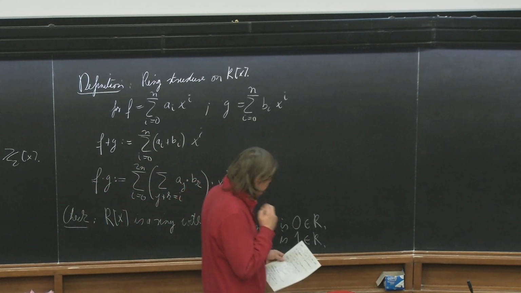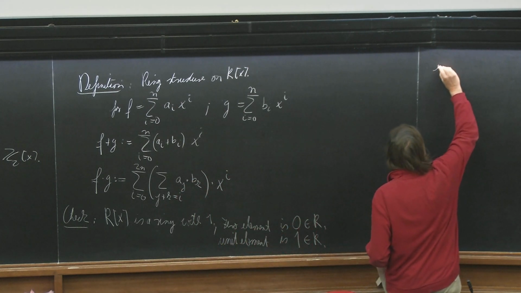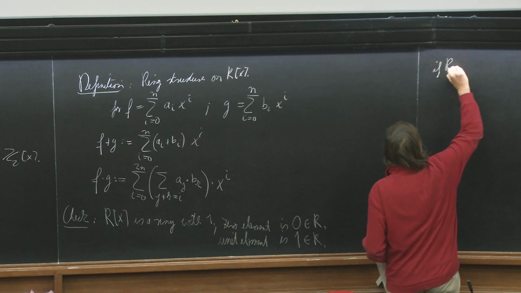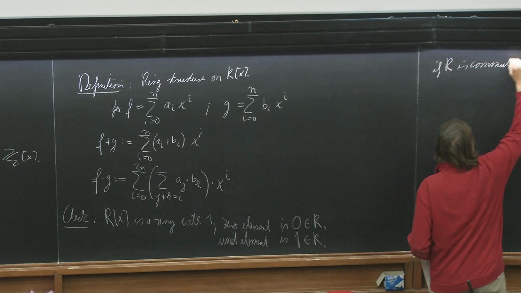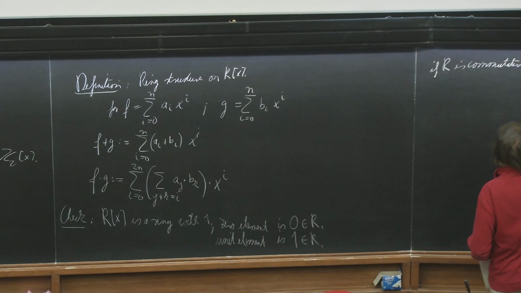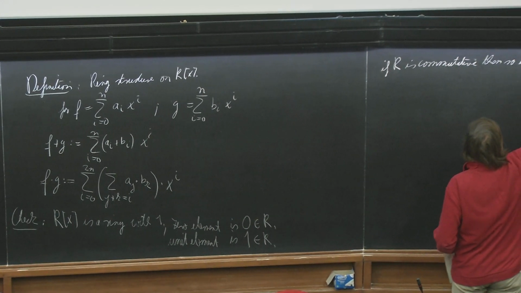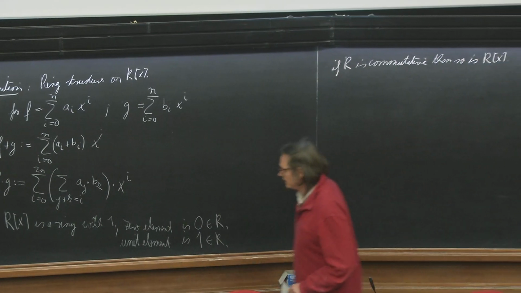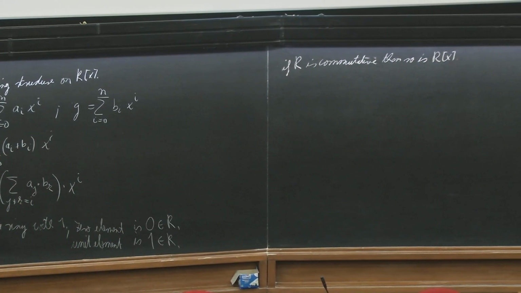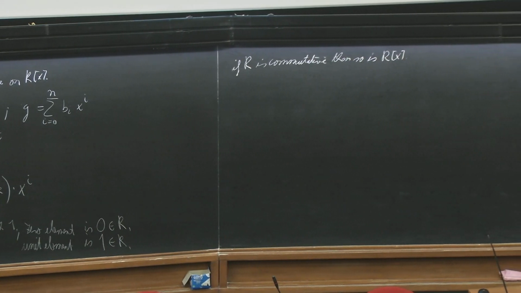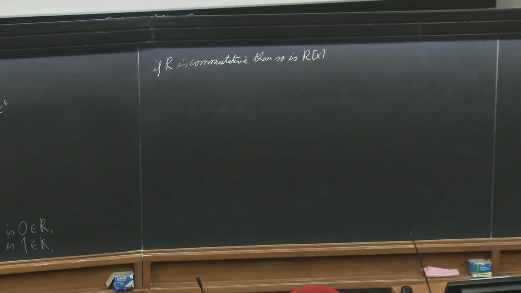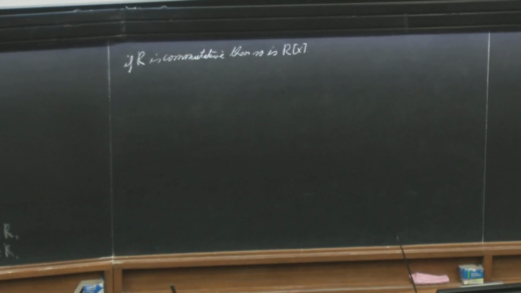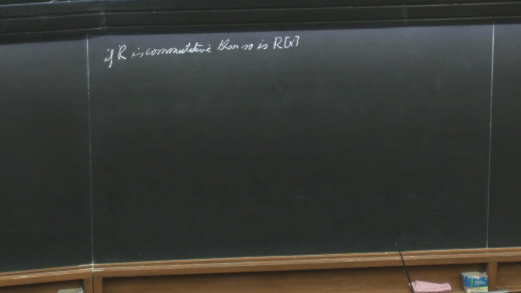And furthermore, if R is commutative, then so is R[x]. So these are completely trivial verifications. I think it would be a certain amount of effort to write it all out here. For instance, the associativity, the distributive law and all that, but it's all trivial. You just write it down and then it's there. So I will not do it.